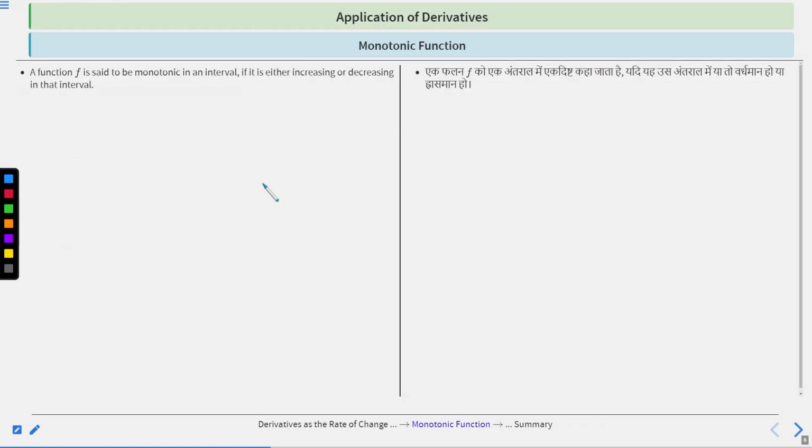Okay, let's move to the monotonic function. What is a monotonic function? A function f is said to be monotonic in an interval if it is either increasing or decreasing in that interval, right? So a function f is said to be monotonic in an interval if it is either increasing or decreasing in that interval.